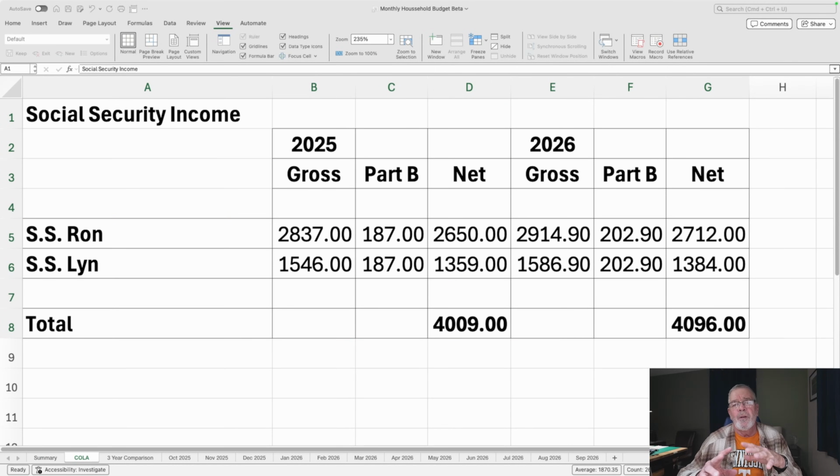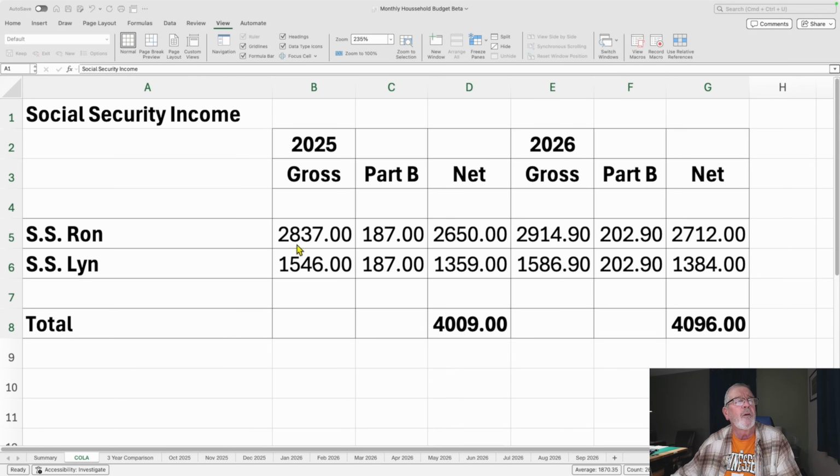All right, what I want to show you now is our COLA, or our cost of living increases, and what has changed and what our net effect on all this is. We're going to start off with 2025 on this side of the page, and this is the new stuff over here on this side of the page. So starting off with my Social Security, my gross, this is gross now, or no, wait a minute.